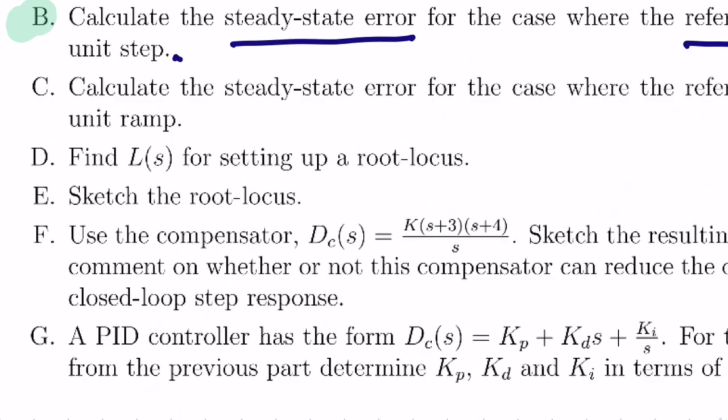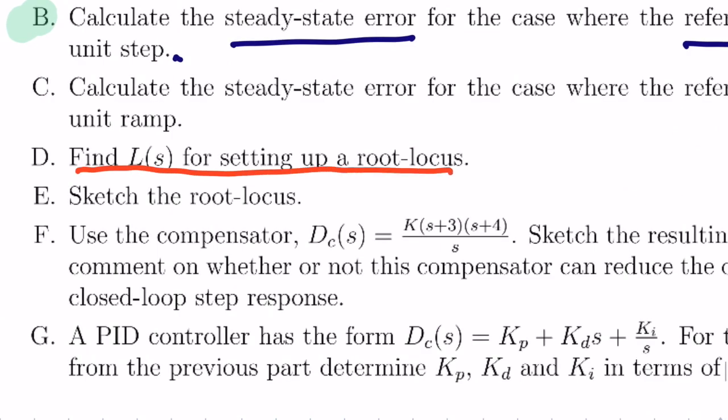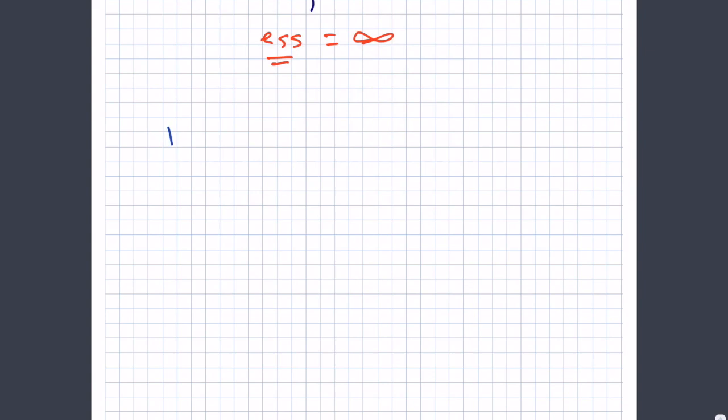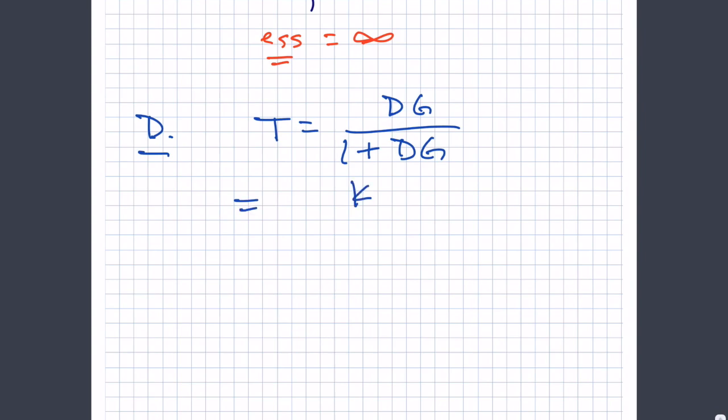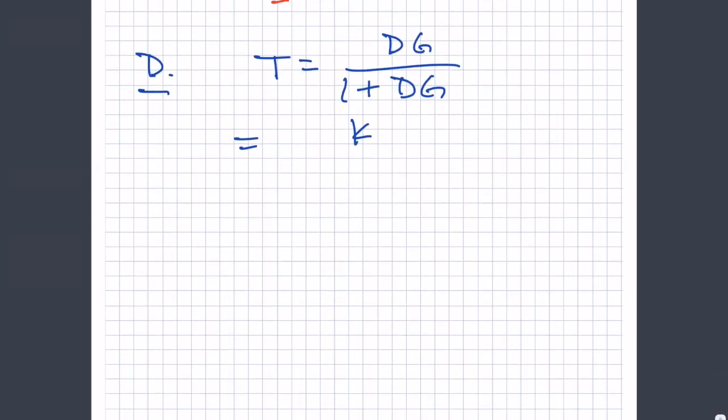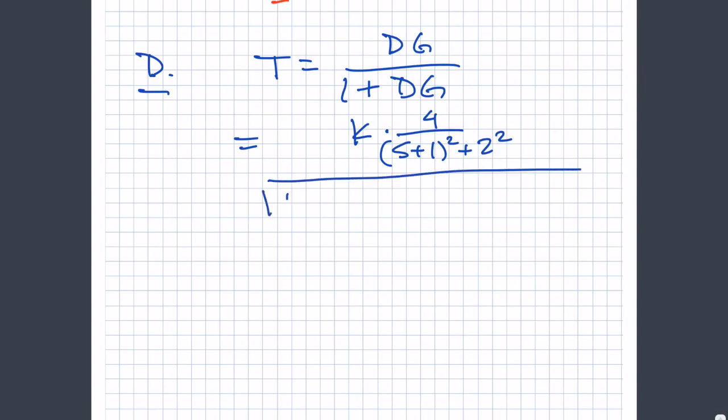Next, in part D, we're looking at finding L of S for setting up a root locus. To do that, we're going to need the closed loop transfer function. So the closed loop transfer function is D times G over 1 plus DG, and we can quickly put that down. G is 4 over (S plus 1) squared plus 2 squared, divided by 1 plus K times 4 over (S plus 1) squared plus 2 squared.